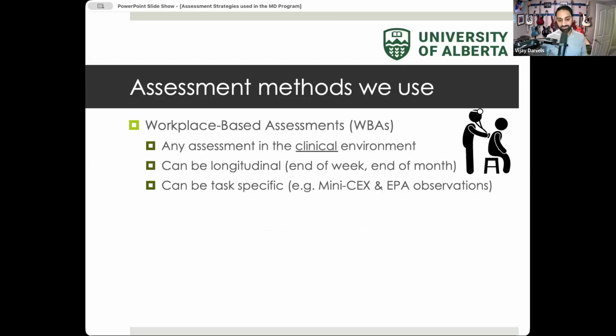Workplace-based assessment is something we've come into a bit better focus. Certainly our family medicine colleagues have been doing this longer than we have in Royal College specialties, but it's any assessment in the clinical environment, and they can be more longitudinal, like end of a week or end of a month, or they can be what I'd call task-specific. Many of you have done medical school at a time where we had the mini CEX, and now we have field notes and EPA observations. And I'm going to categorize EPAs and field notes together because their driving purpose is the same.